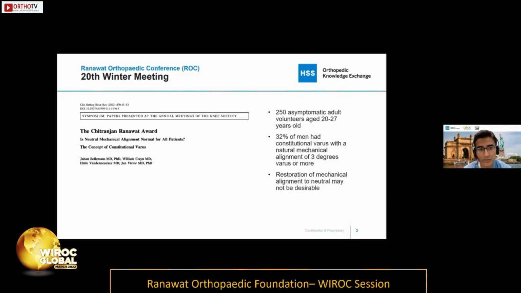Really to highlight, when we talk about osteotomy, the restoration of mechanical alignment to neutral may not be desirable in knee arthroplasty, but also when you're correcting bony deformity, it may not be desirable. And you should have some idea at the outset as to what your targets are and what, quote unquote, normal is.